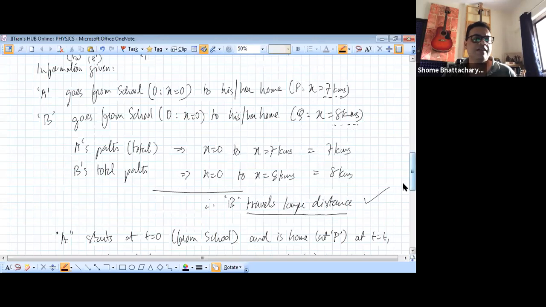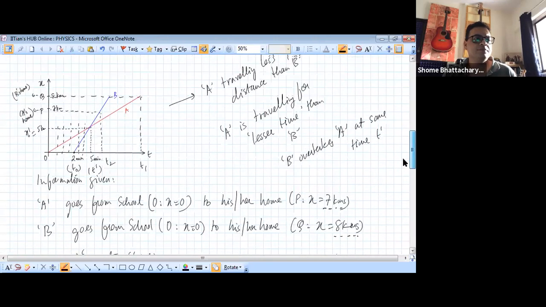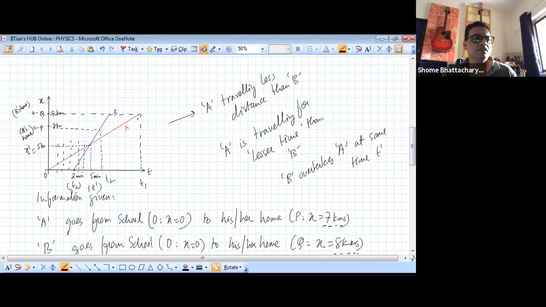Okay. Now next we analyze it for time. So for time, see what is happening here? A is reaching his destination, which is the point P. Which is the point Q.